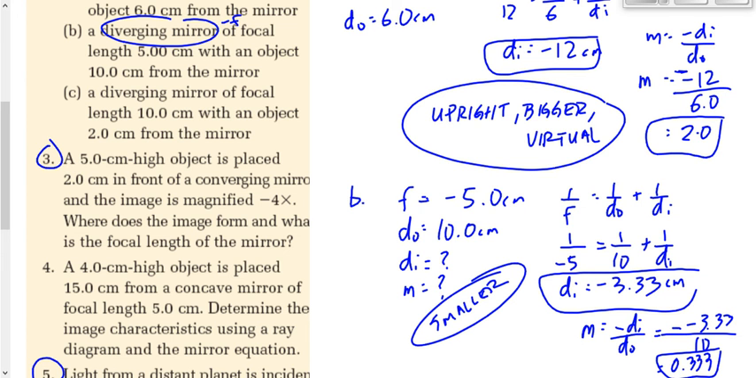Is it right side up or upside down? Positive magnification, assuming that the object is right side up, then the image is also right side up. And finally, DI is negative, which means the image is virtual.